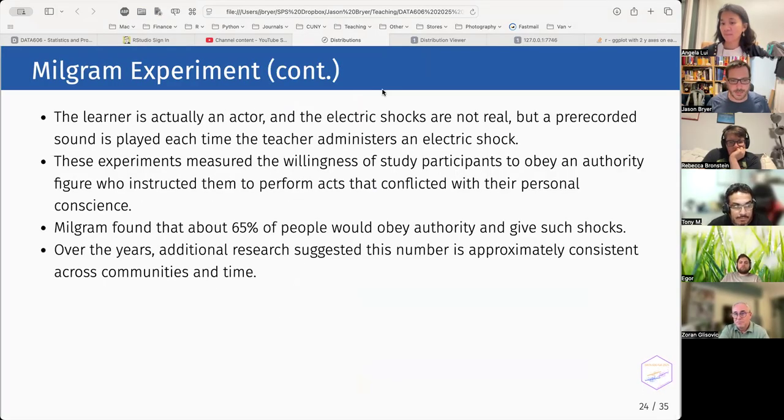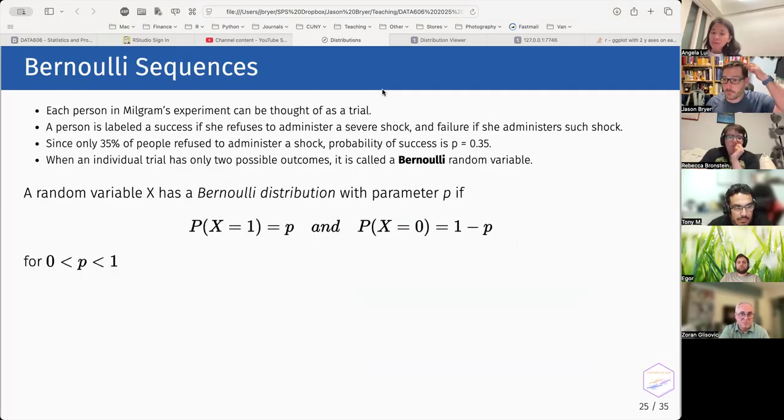So what did Milgram find out? Well, 65% of people would have given a shock that would have been lethal, right? 65% of people obeyed the experimenter to the end. So our success rate here is 35%, right?